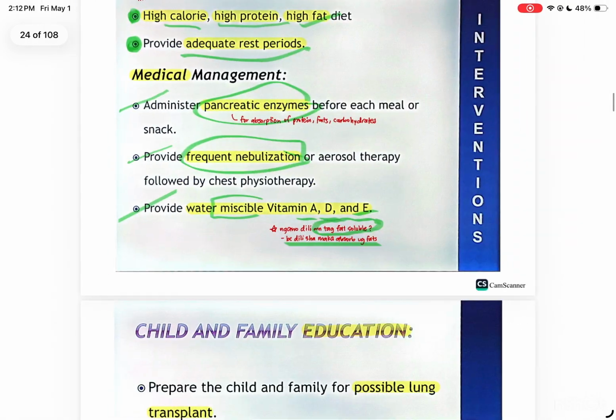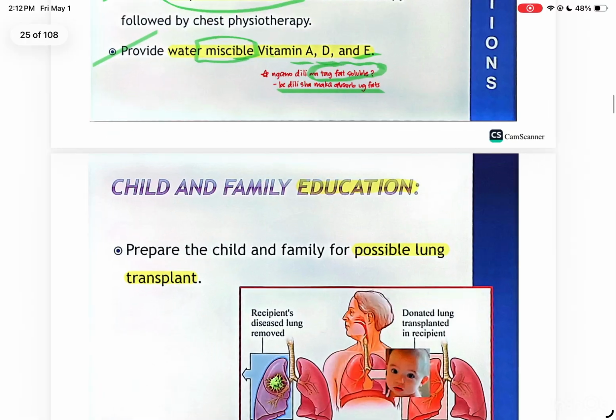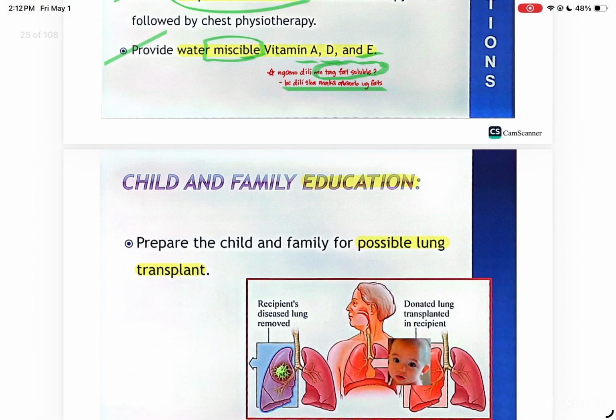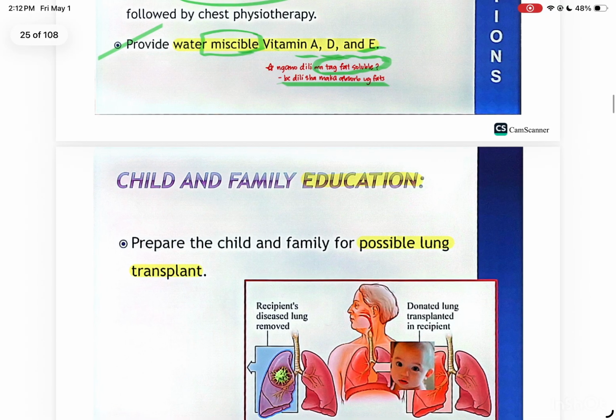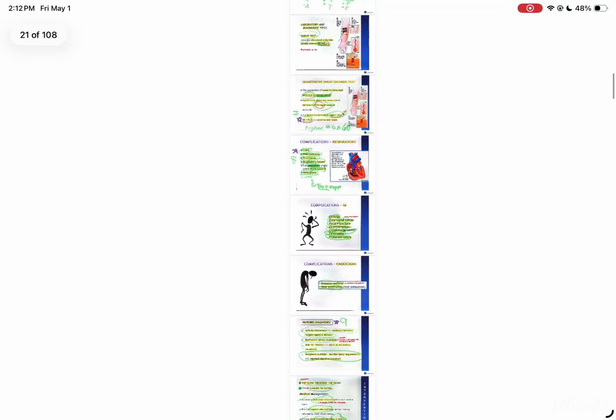So kailangan jud kayo kay gawas ni sa exam nga unsa may nga kind of food na imong ihatag sa tao nga naay cystic fibrosis. So high calorie, high protein and high fat diet. And we also provide adequate rest period. So provide water, unsa ni miscible? Miscible vitamin A, D and E, which is katong fat siguro, addict ba?